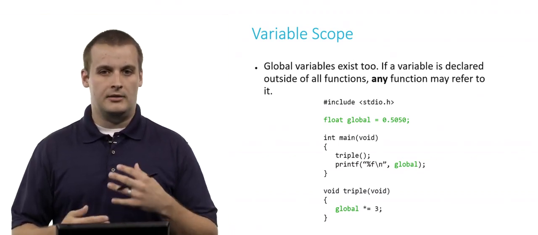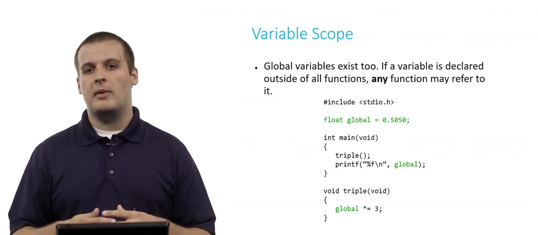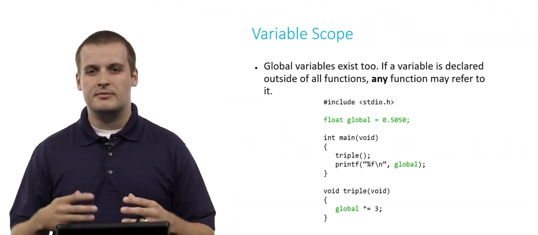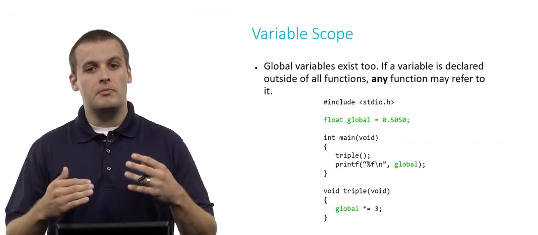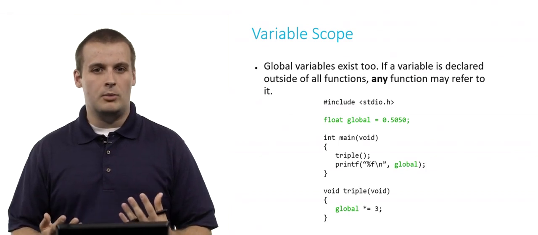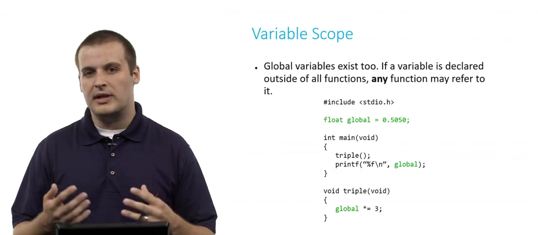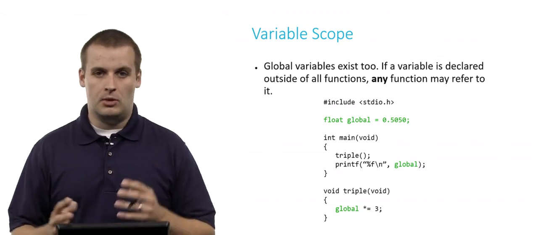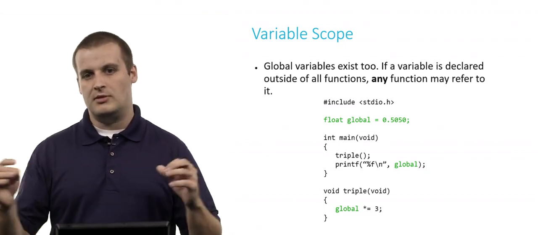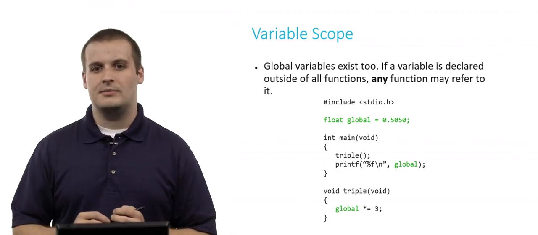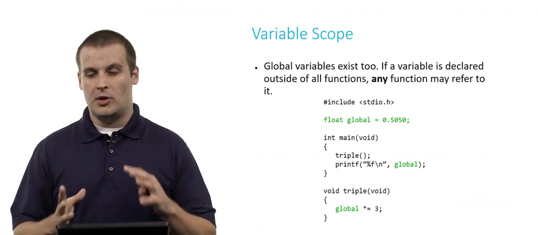And in fact, if I go through the program as indicated, main first calls triple, triple multiplies global by 3, which sets its value to 1.5 something, 1.51 or something like that. And then main also prints out the value of global. So main will not print out 0.5050, it will print out global times 3, 1.51. So you've got to be careful when you're working with global variables. While they're very flexible in being able to pass information around so that every function can use it, it also can have some dangerous consequences if one function changes the value of a variable before you expect it to be changed.